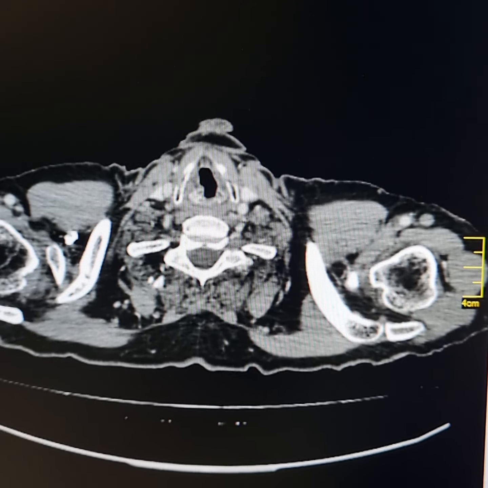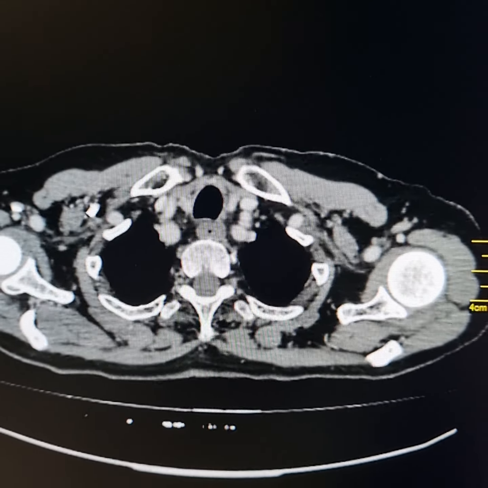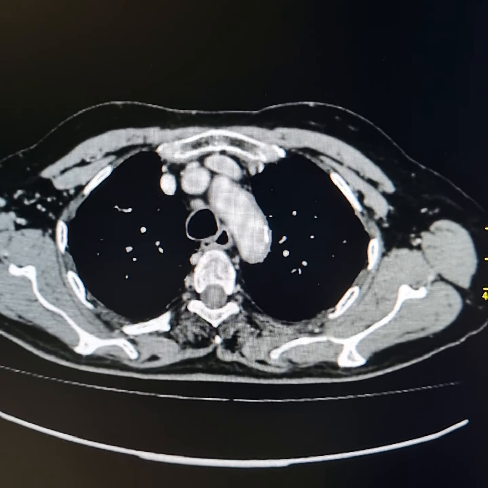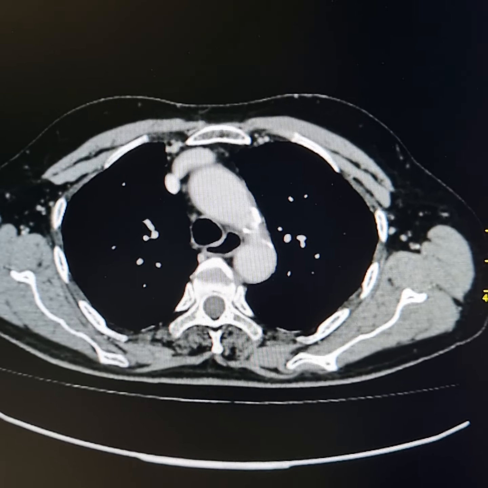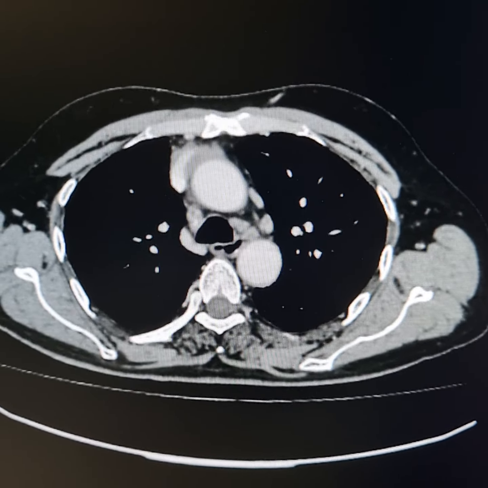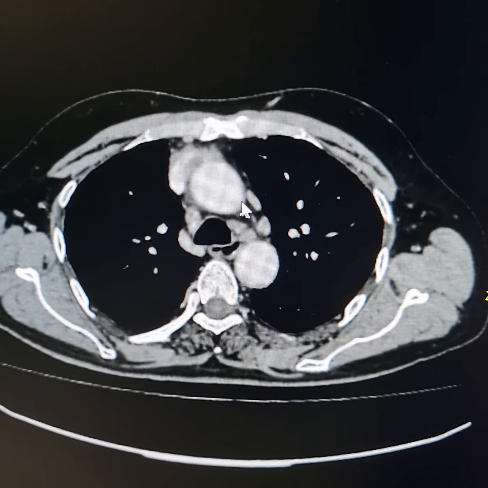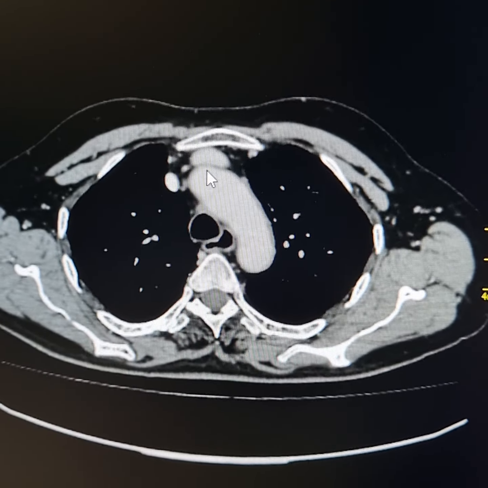This is a contrast non-CT scan of a 62 years old male patient who is suspected of having myasthenia gravis and is being investigated to exclude the anterior mediastinal mass or a thymoma. Now please see this mass in the anterior mediastinum.